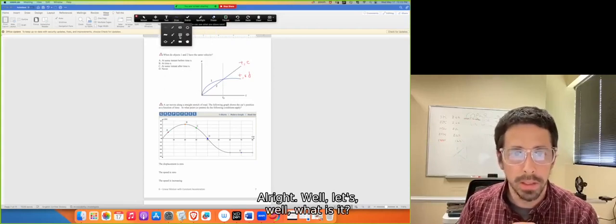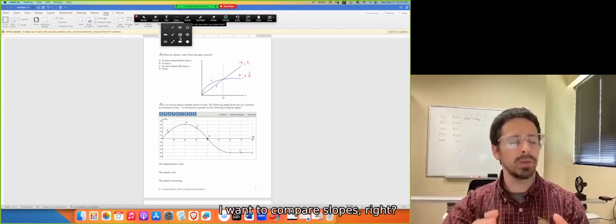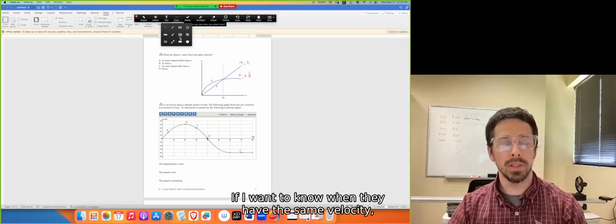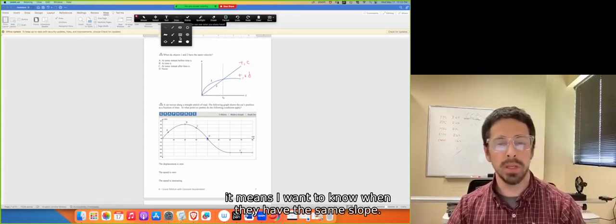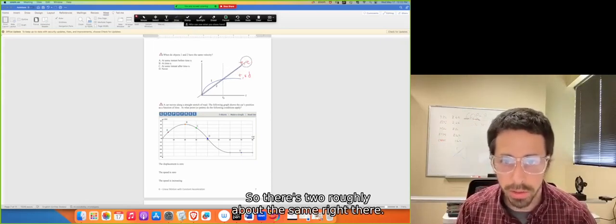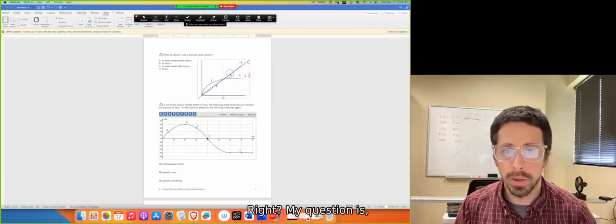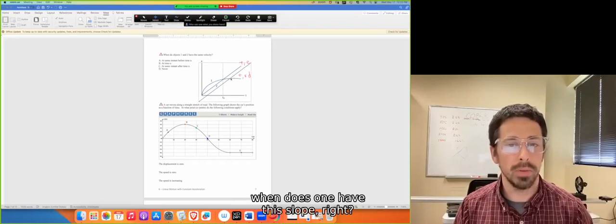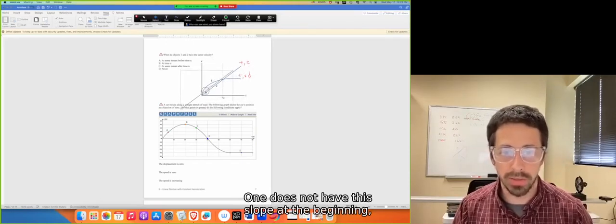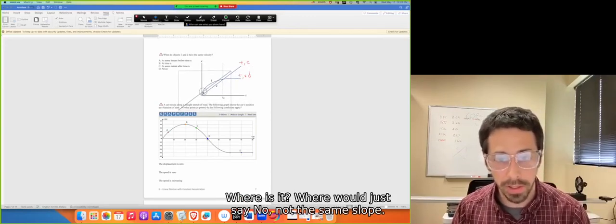All right. Well, what is it? I want to compare velocities. Copy, paste. I want to compare slopes, right? If I want to know when they have the same velocity, that means I want to know when they have the same slope. So let's redraw 2. There's 2, roughly about the same right there. So my question is when does 1 have this slope, right? 1 does not have this slope at the end. 1 does not have this slope at the beginning, but it has it somewhere in between. Where is it? Where would you say?